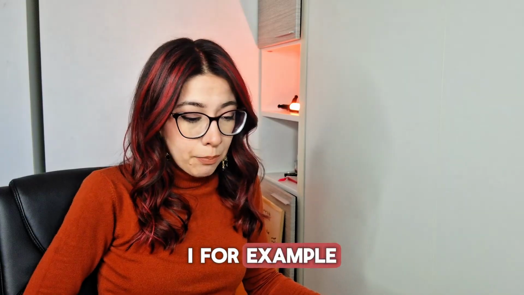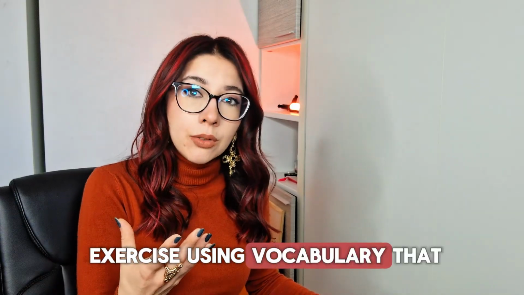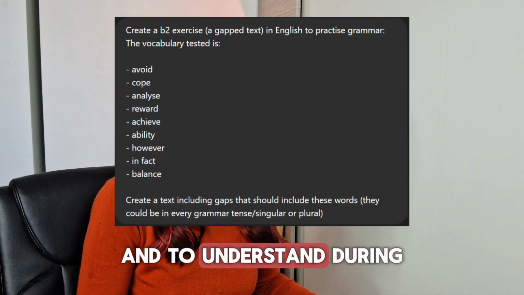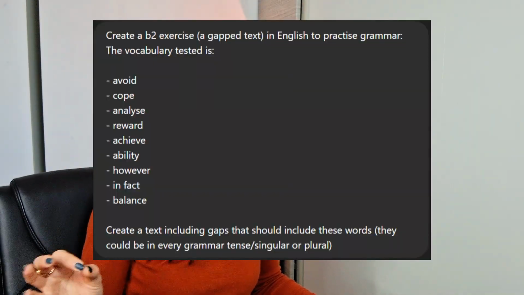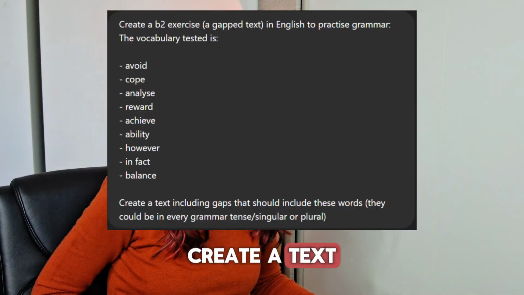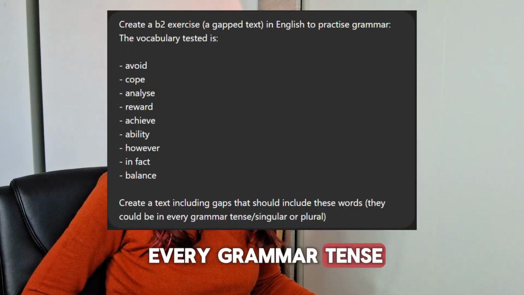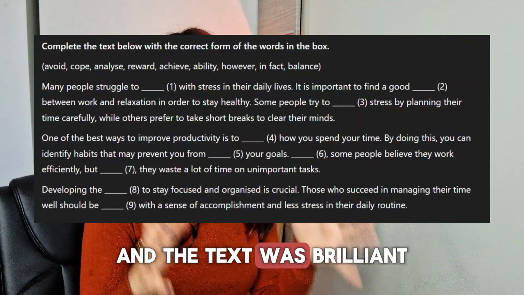I, for example, asked to create an exercise using vocabulary that one of my students found difficult to memorize and to understand during the lesson. So I said, please generate a text. We have each exercise, a gap text, English grammar, and so on. I have a list. Create a text including gaps that should include these words. They could be in every grammar, tense, singular or plural form. And the text was brilliant.